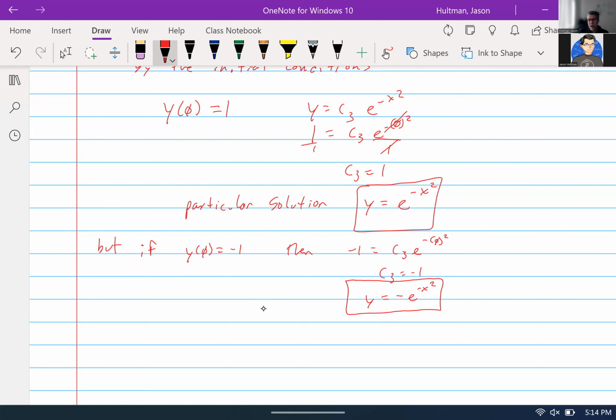That kind of makes sense, because what's the y value at 0? When x is 0, isn't that just the y-intercept? Aren't we just changing the y-intercept from (0, 1) to (0, negative 1)? And so we're forcing the function down, this e to the negative x squared function. So it would make sense that it would have a different value on that parent function.